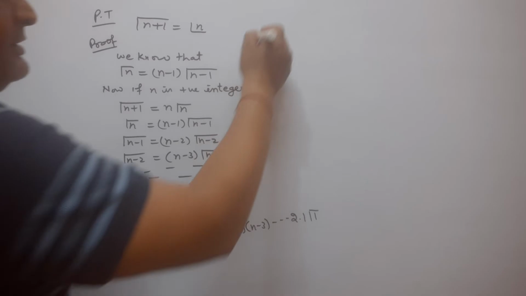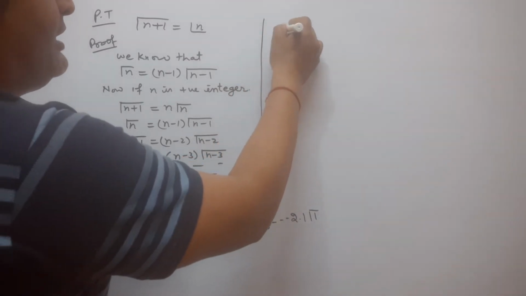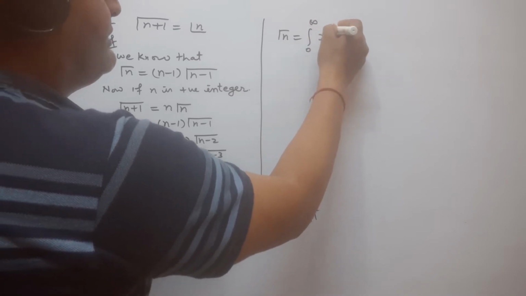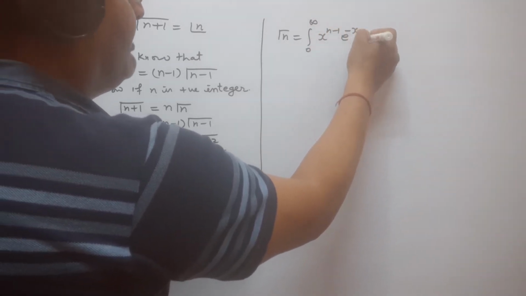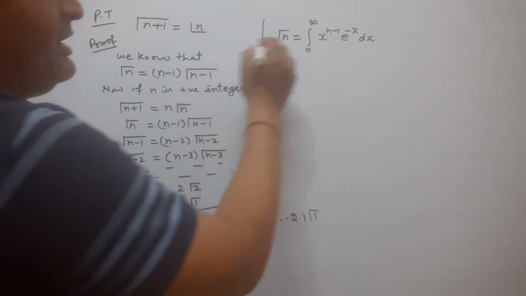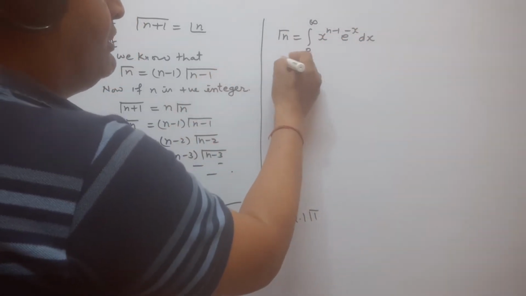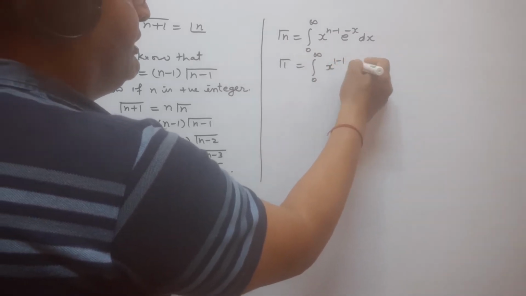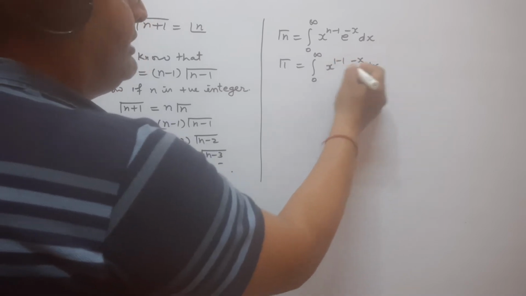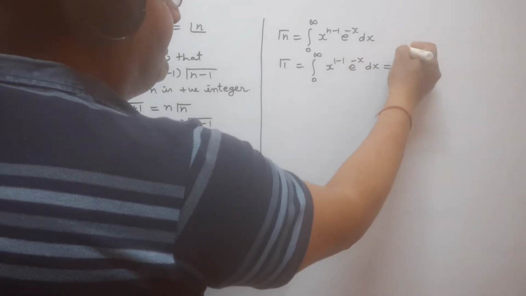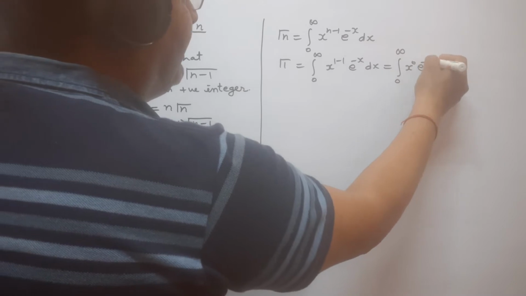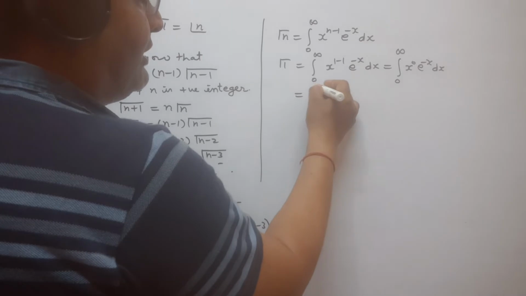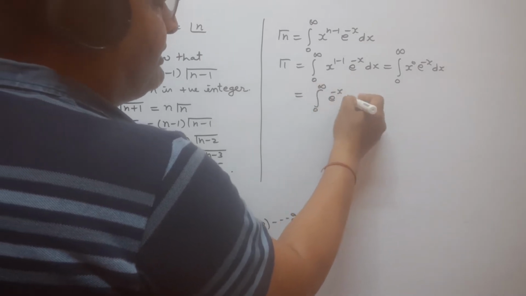Now we know that gamma n is equal to the integration from 0 to infinity of x to the power n minus 1 multiplied by e to the power minus x dx. So we put n is equal to 1, so gamma 1 is equal to the integral of x to the power 1 minus 1, e to the power minus x dx, and this x to the power 1 minus 1, that means x to the power 0, which is equal to 1, so here we get e to the power minus x dx.